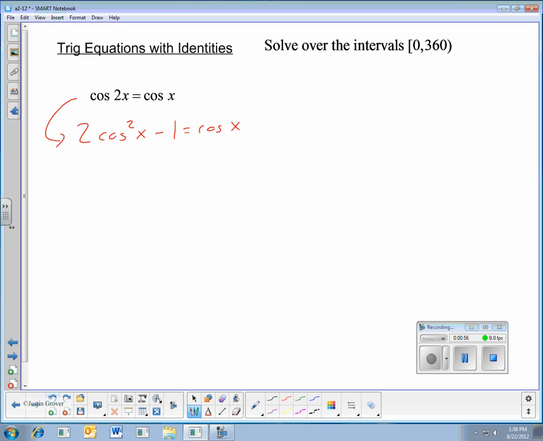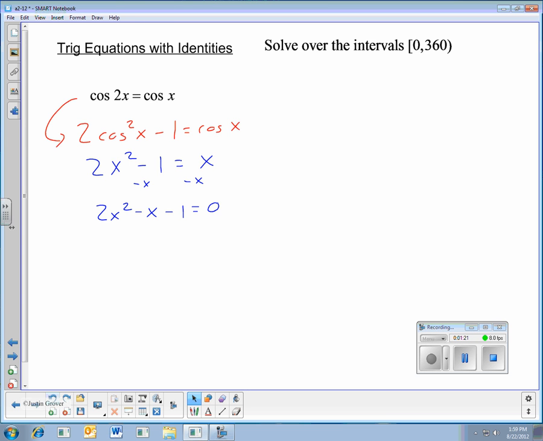Now here I recognize I have a cosine squared and a cosine, which to me says factoring. I want to convert these cosines into just x's, so it's a little bit easier to work with, and I'll convert that back to cosine x later. I've got to get everything to one side, because then I'm going to factor, and we end up with 2x squared minus x minus 1 equals 0.